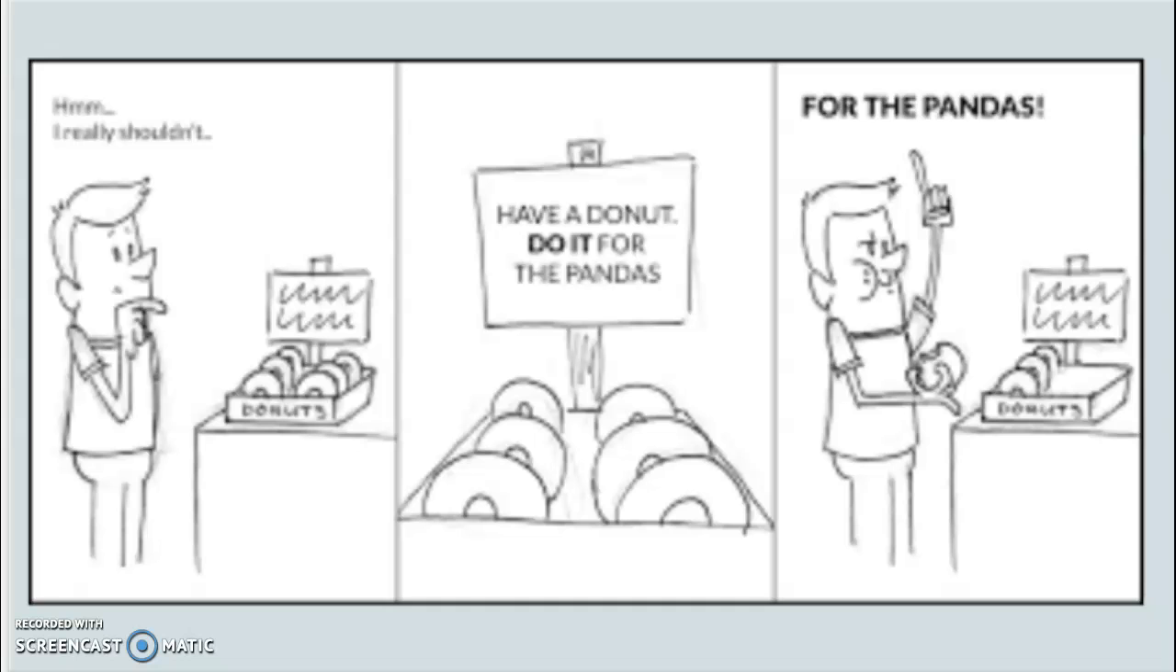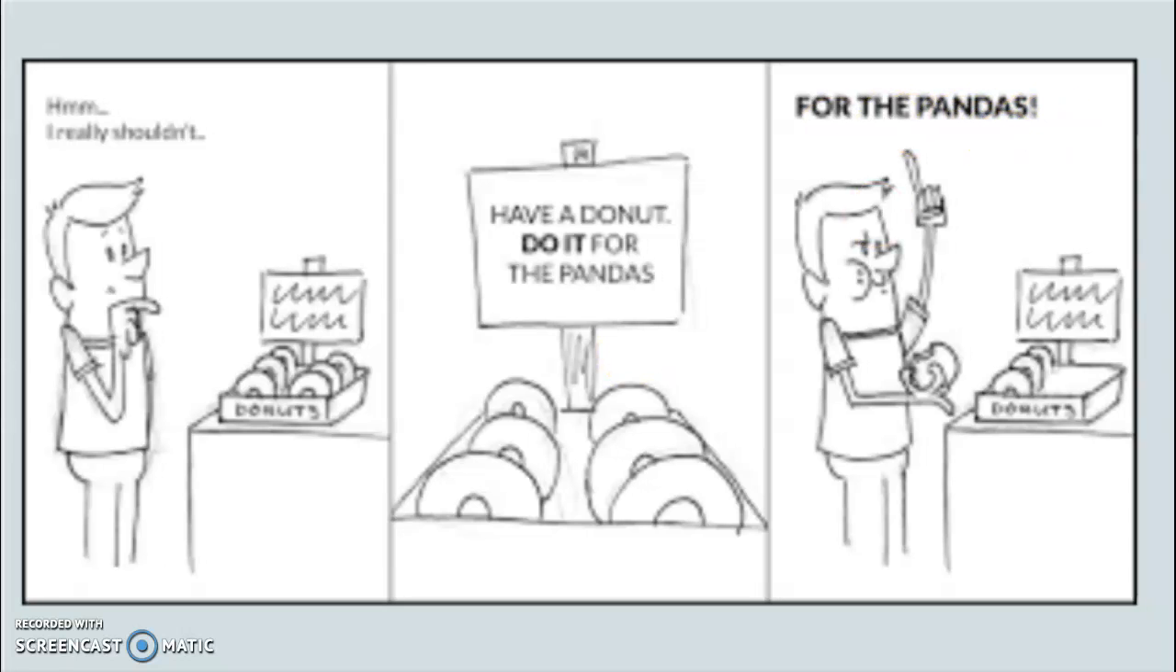Here's a little comic. It says, "I really shouldn't." So this guy is trying to decide whether or not he should have a donut. Then he sees this sign, "Have a donut, do it for the pandas." And then he is persuaded, and he eats the donut and says, "For the pandas." So let's get started on writing persuasively.